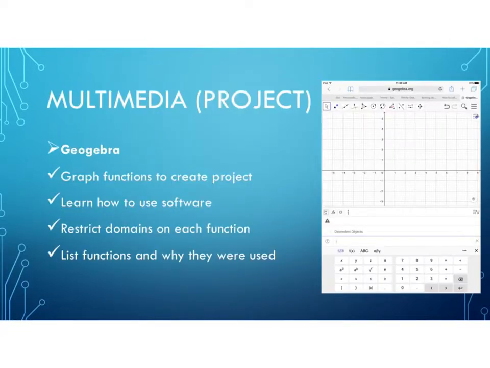Students will be using GeoGebra, an online graphing program, to create their cumulative multimedia project. At the beginning, the students will be trained on how to use the software. The students will be graphing all types of functions, including the domains necessary for their project, as well as creating a reflection to go along with their project stating why and how each function was used. Now let's look at two examples of project ideas to make connection of what the students will be creating for their projects.